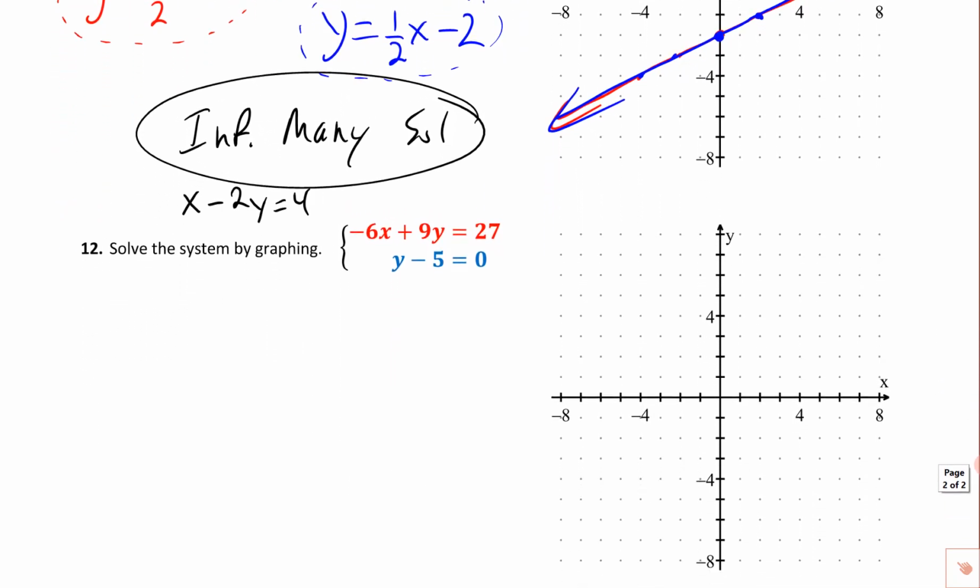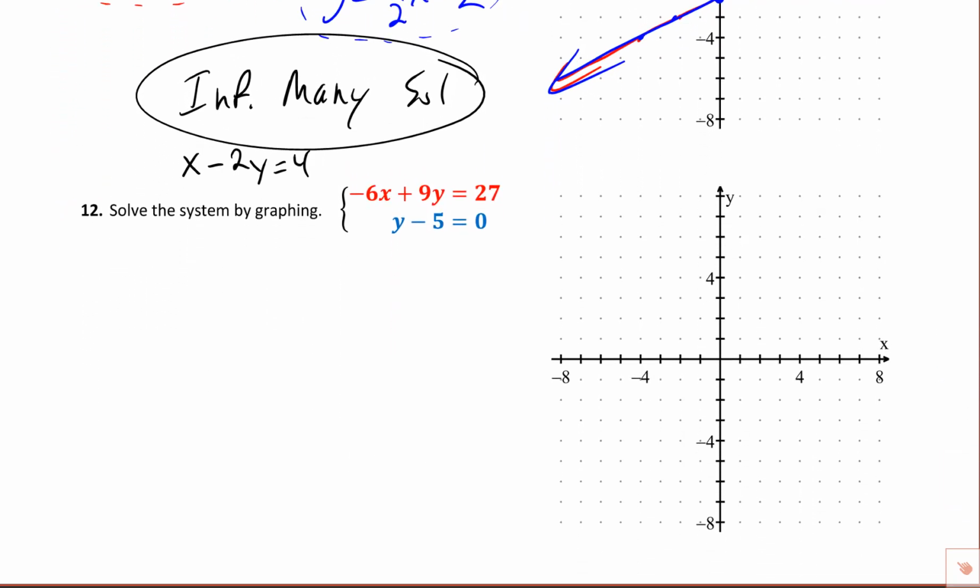Okay. All right, let's take a look at this last one right here. This is number 12 from your assignment. And again, I would really encourage you to pause this, work ahead, see if you can get these right. If you can, you've really got this figured out. This is a great skill, a great introduction to being able to solve systems of equations.